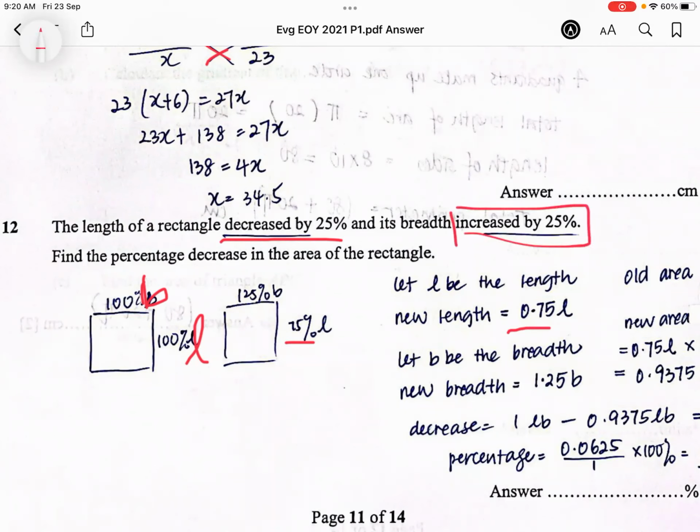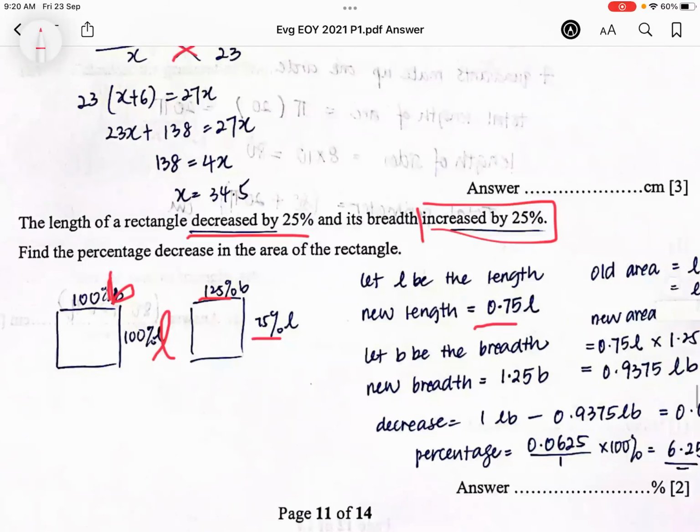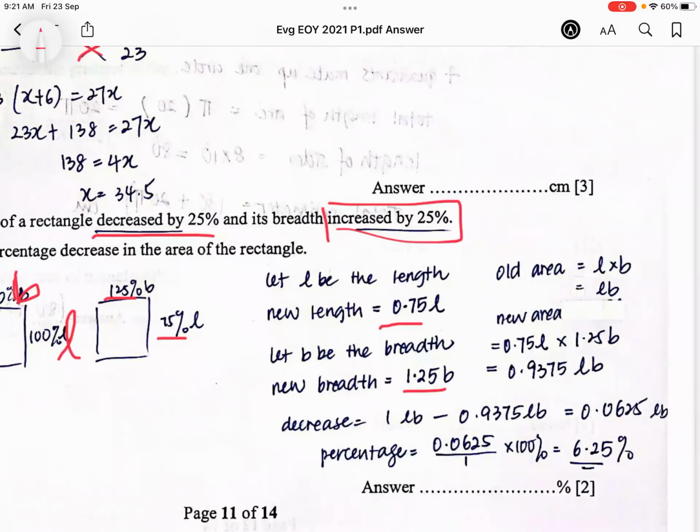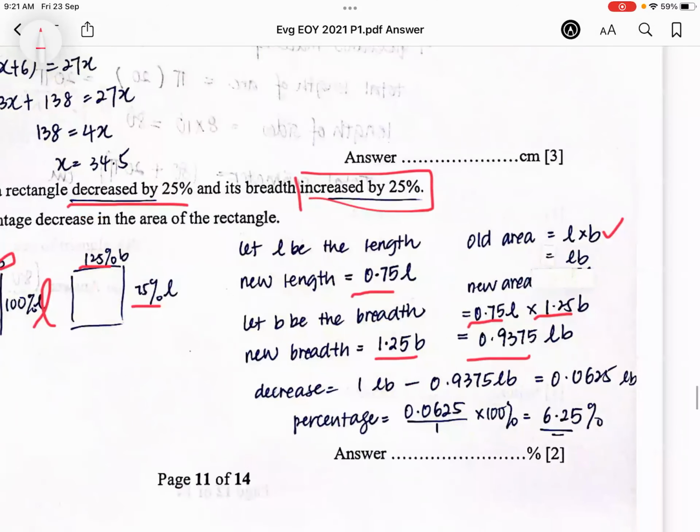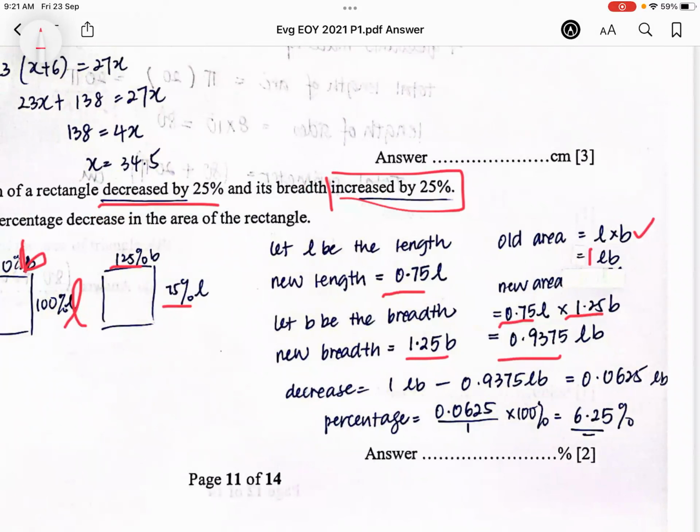So 100 plus 25%, 125%. What is 125% in decimal? 1.25. Okay. Then what is the new area? The old area is length times breadth, so LB. What's the new area? 0.75 L times 1.25 B. This one, leave it to the calculator. Correct? So what is the increase or the decrease? Oh, there is a decrease. This is 1 whole. This is 0.93 and so on. So I subtract. Then I get my answer.